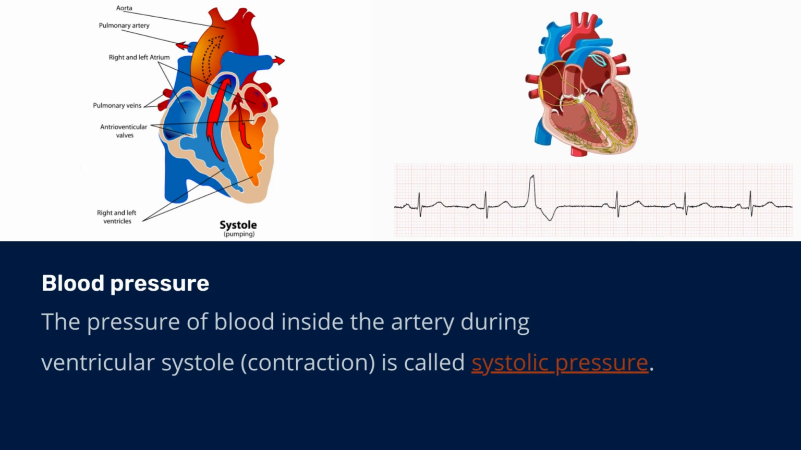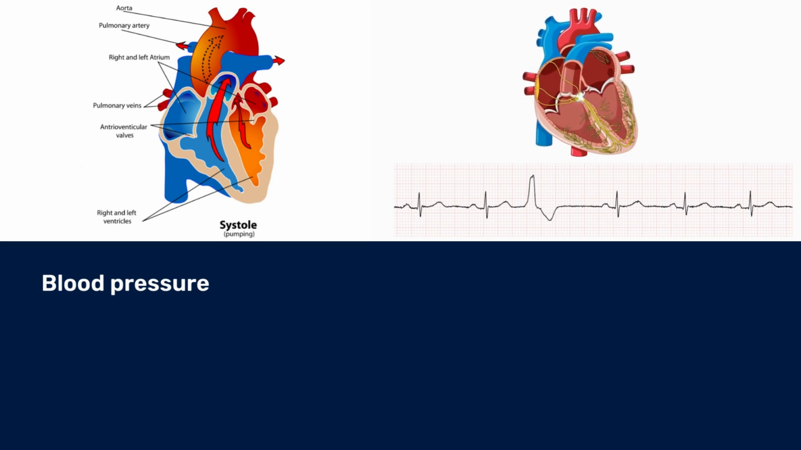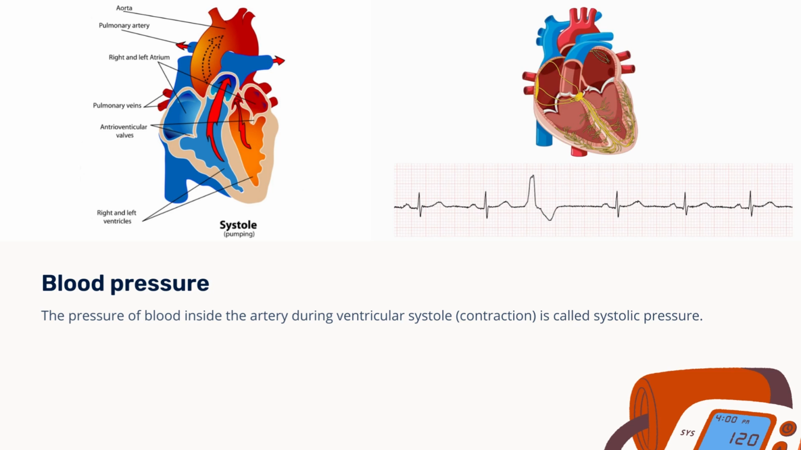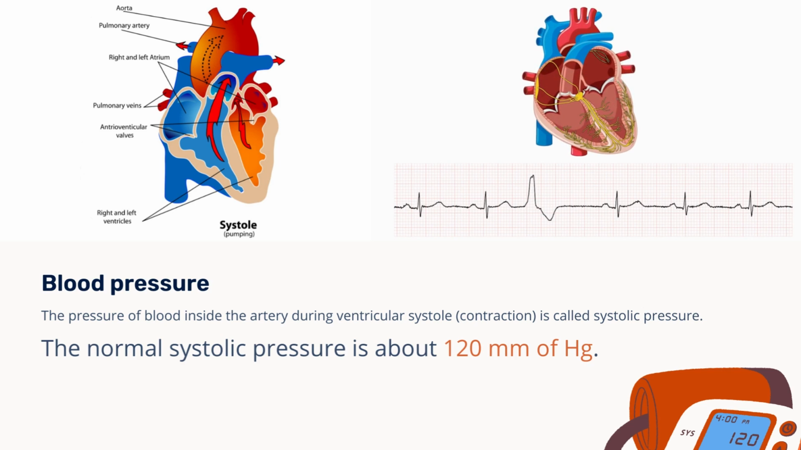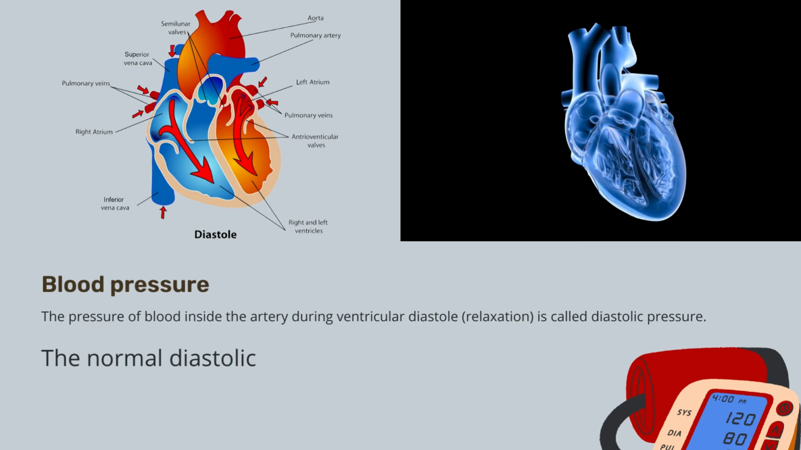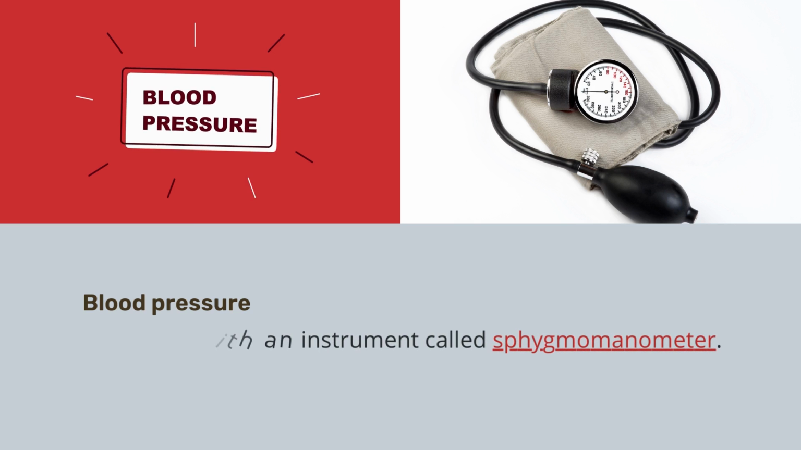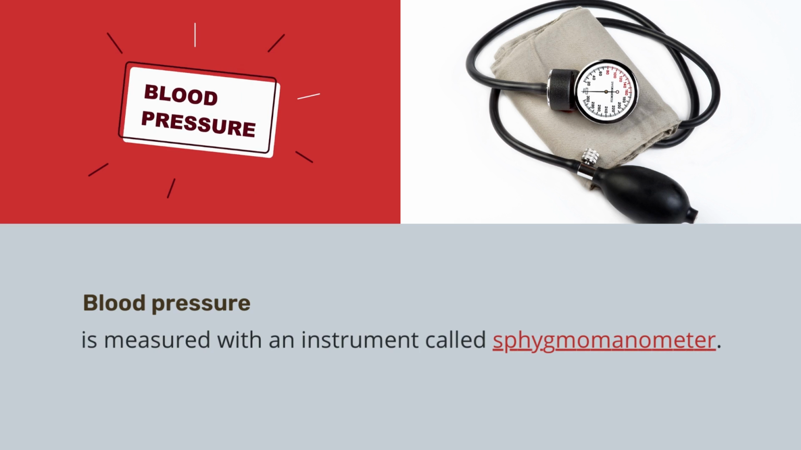The pressure of blood inside the artery during ventricular systole, that is contraction, is called systolic pressure. And the pressure in artery during ventricular diastole or relaxation is called diastolic pressure. The normal systolic pressure is about 120 mm of Hg and diastolic pressure is about 80 mm of Hg. Blood pressure is measured with an instrument called sphygmomanometer.